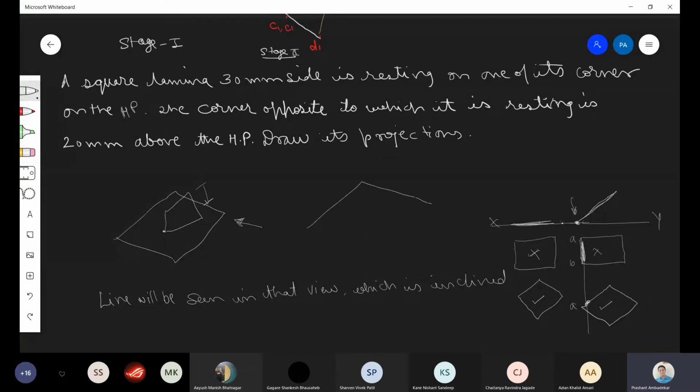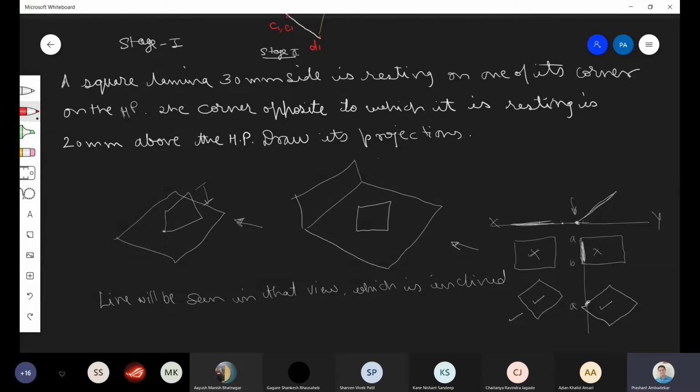So only the HP is drawn here. This is drawn like this. This is a square and we are viewing the object from here. So what will be the front view? The front view will be a line like this. And what will be the top view? The top view will be like this.